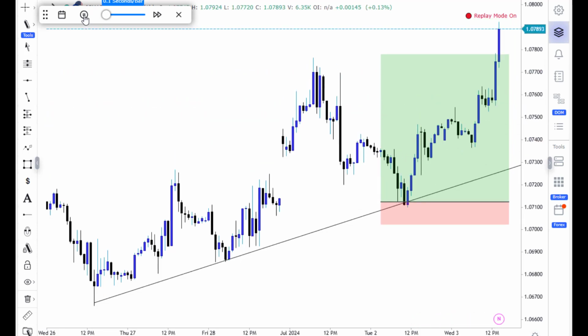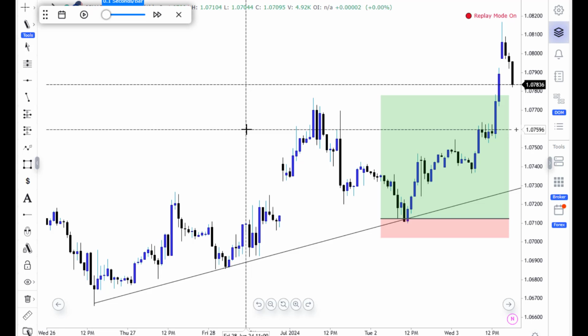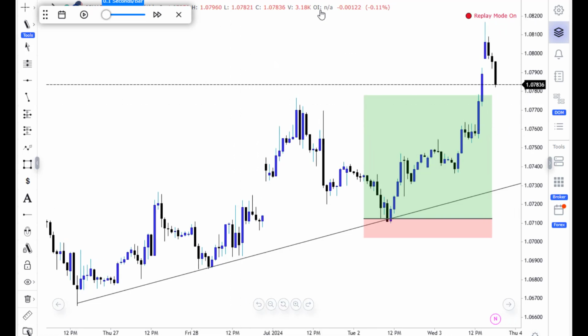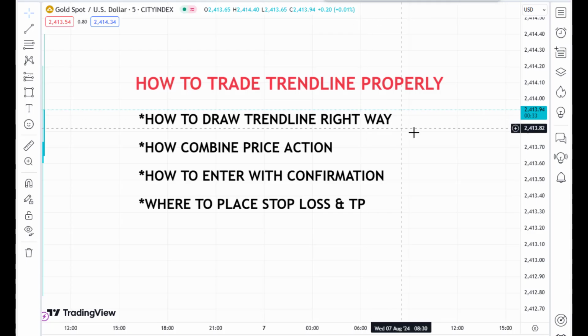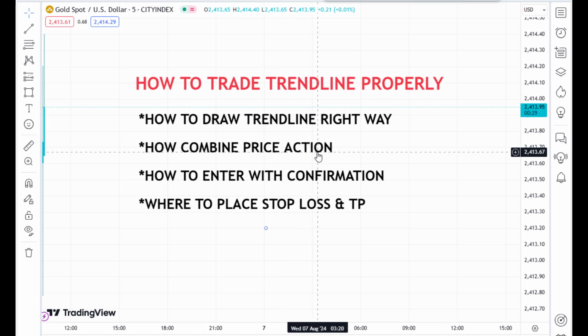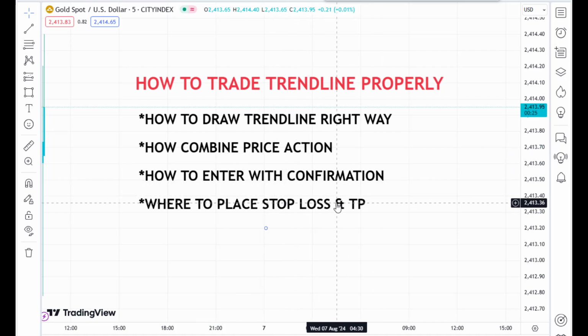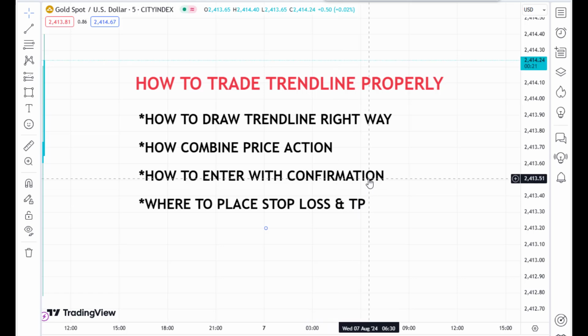So basically this is a very simple strategy, but most trendline traders are making some mistakes, which I'm going to share with you guys. So basically in this series we are going to be looking at how to draw trend lines the right way, how to combine it with price action, how you can enter with confirmations, where exactly you should be placing your stop loss and your take profit. This entry model is going to help you win mostly, or help you understand the concept properly, guys. This will work especially when you are trading with understanding.